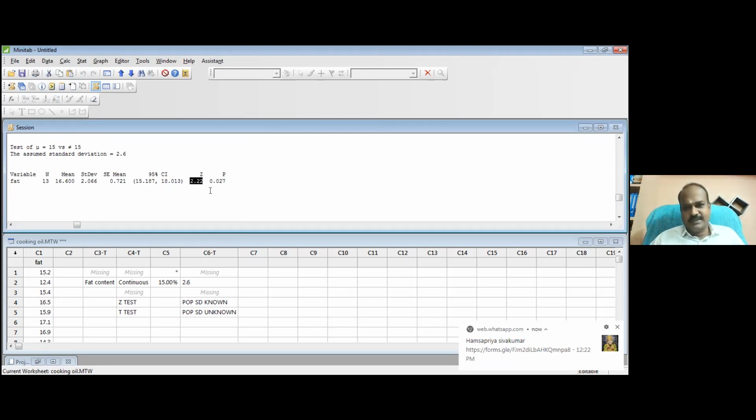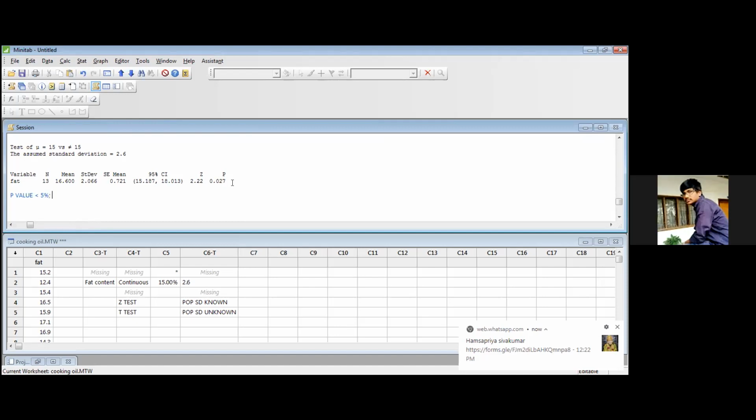Z-score you can look at. How to calculate the Z-score has been taught to you, but we don't want you to understand that as a green belt, but definitely as a black belt you should understand. Now the Z-score is 2.22 and the p-value is 0.027. I want you to use only the p-value at the green belt level. So tell me, is your p-value less than 5% or more than 5%? Less than 5%.